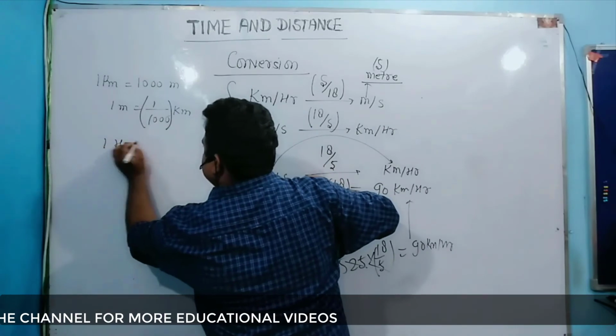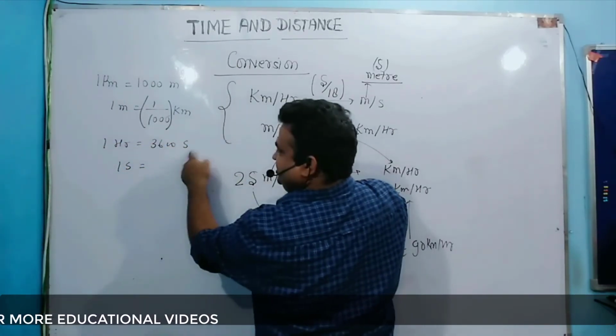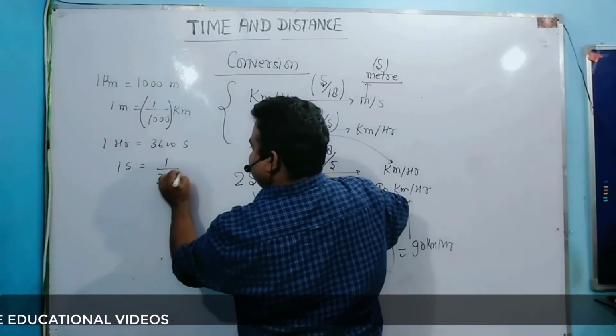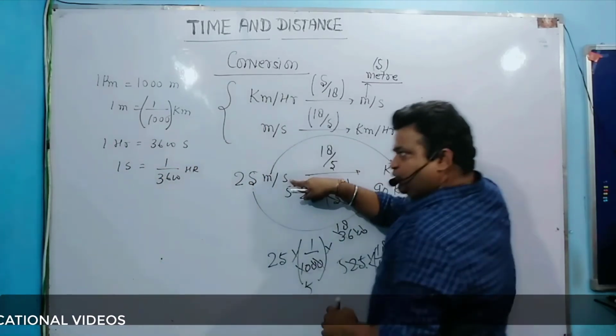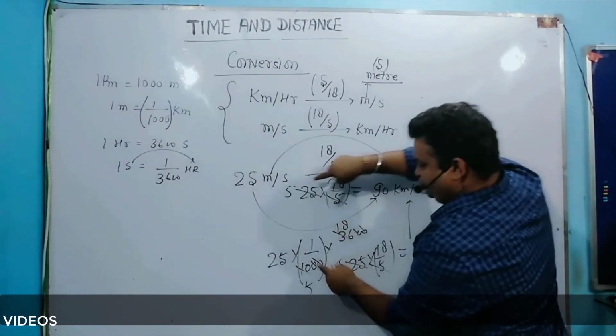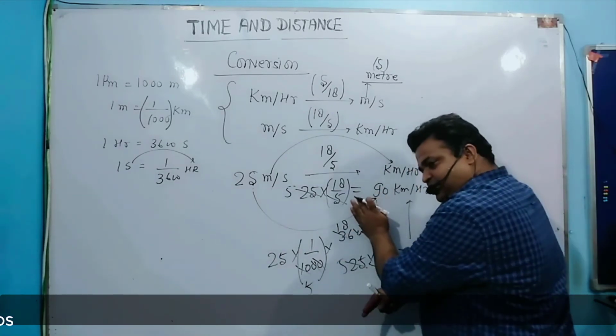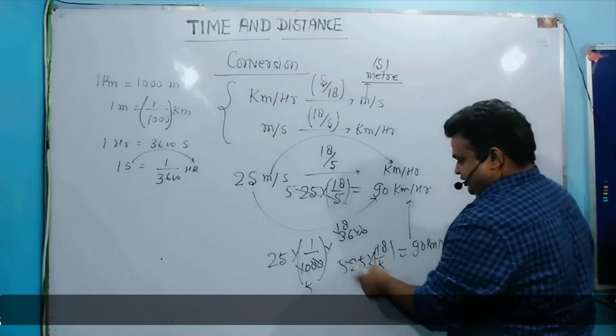And what is the value of second? So I know 1 hour is equal to how many seconds? 3600 seconds. So what is 1 second value? My 1 second value is 1 by 3600 hour. This is the value. So I am converting second into hour. If you convert the second into hour, you need to divide this value. Divide this value 1 by 3600. So 3600 goes upward. So this is the result.